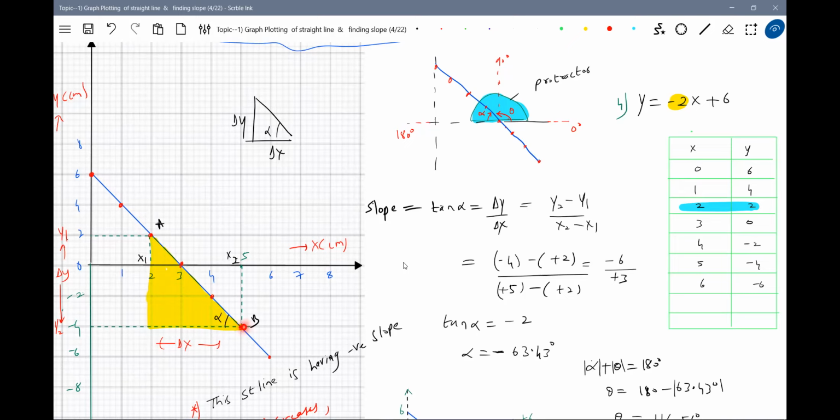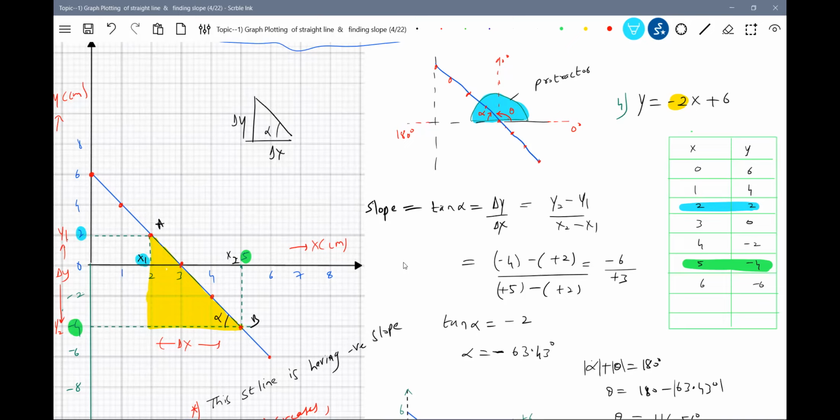Then I'll choose another point B. The corresponding value of x will be 5, and the corresponding value of y will be minus 4. Here, you have to look at this part. I'm just highlighting it. At least I hope you are able to see this x1 equal to.